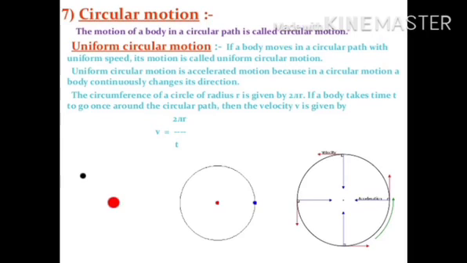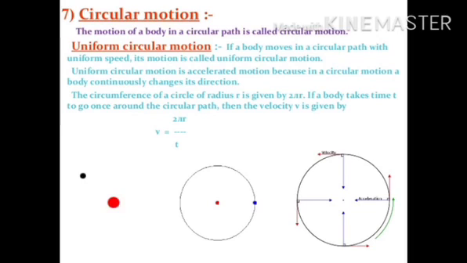Now I hope you all understand the three equations of motion. Now I am going to tell you the last topic of this chapter. This is uniform circular motion. First, what is circular motion? The motion of a body in a circular path is called circular motion. Now the uniform circular motion. When a body travels equal distance in equal intervals of time over a circular path, its speed is uniform. The motion of the body is said to be uniform circular motion.